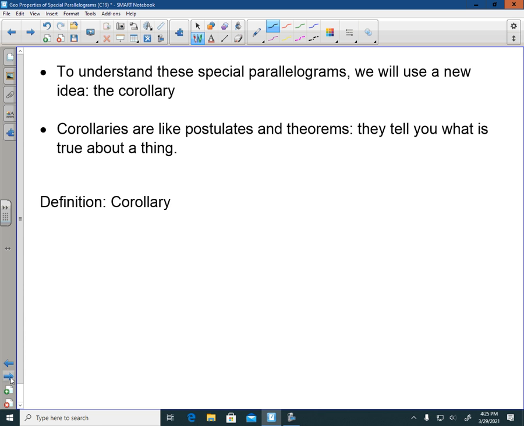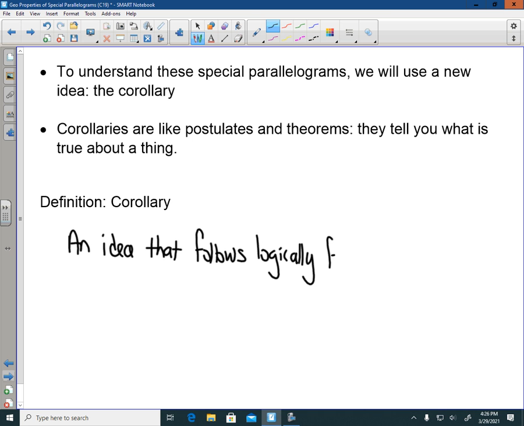But to understand these special parallelograms, we're going to use a new idea. It's called a corollary. Now, a corollary is very much like a postulate or a theorem. They tell you what is true about a thing, and it's an idea you can use just like you would with a postulate or a theorem to create equations and calculate with them. A corollary, the definition of a corollary, and you don't have to have this in your notes, I just kind of wanted to explain the language to you. A corollary is an idea that follows logically from another idea.